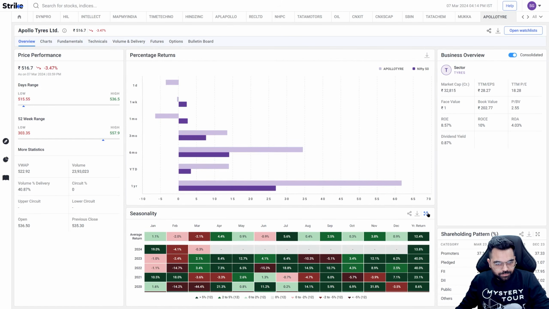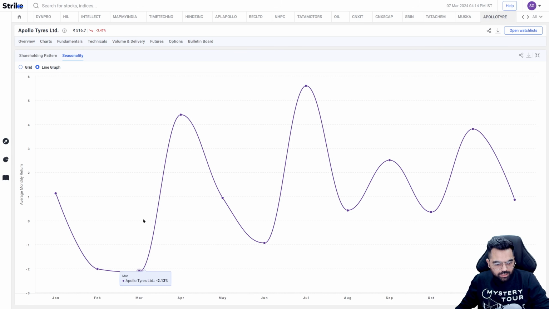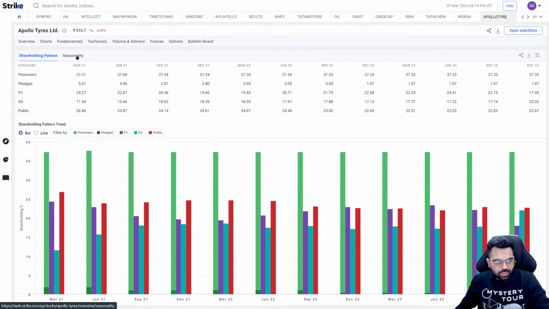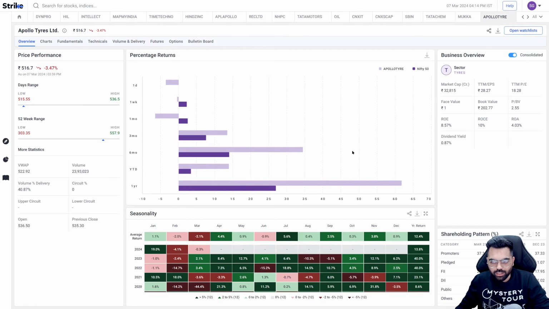Firstly, talking about seasonality, there is no very clear pattern, but what we can see is that the Feb and March months are on average negative months for the stock, and we are still in March. On this line graph we can see Feb and March are two of the worst months for owning this stock, based on the last 9 or 10 years of data.